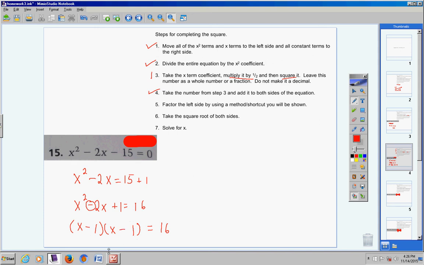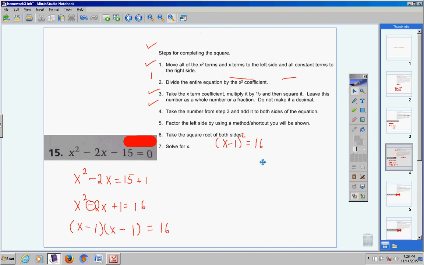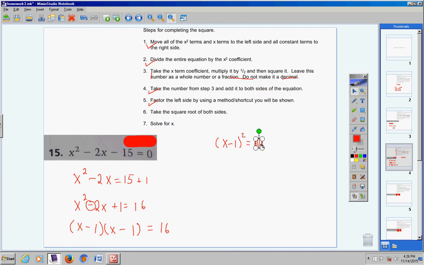And there we go. Now there's one more thing to do before step 5 is finished. Notice we have matching parentheses. We're going to want to write those matching parentheses once with the power of 2. Okay? Like that. Now, having said that, step 5 is done. Now step 6, take the square root of both sides. So I'm going to do the square root of the right side. That's easy enough. Positive, negative square root of 16. But I must also do the square root of the left side.